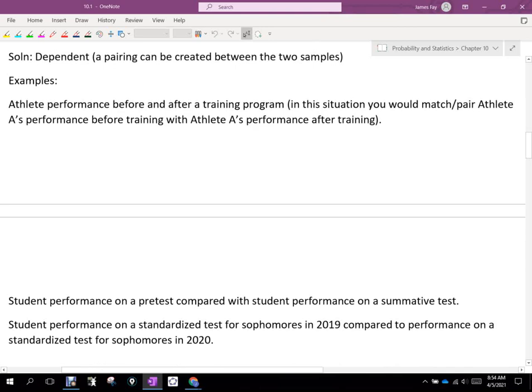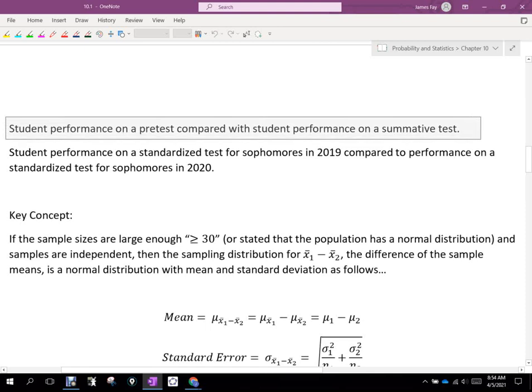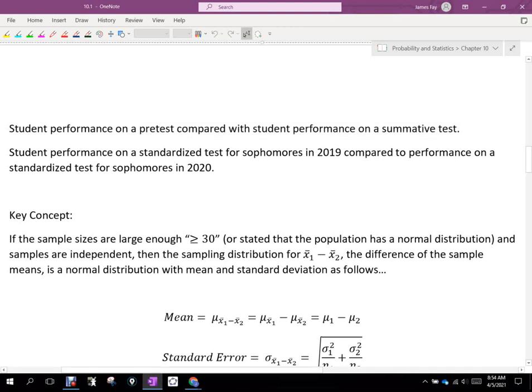samples. Here it says students' performance on a pretest compared with student performance on a summative test. So this one here, that's going to be dependent. Okay, you can match them. Student performance on a standardized test for sophomores in 2019 compared to performance on a standardized test for sophomores in 2020. Is that an independent or dependent scenario there?